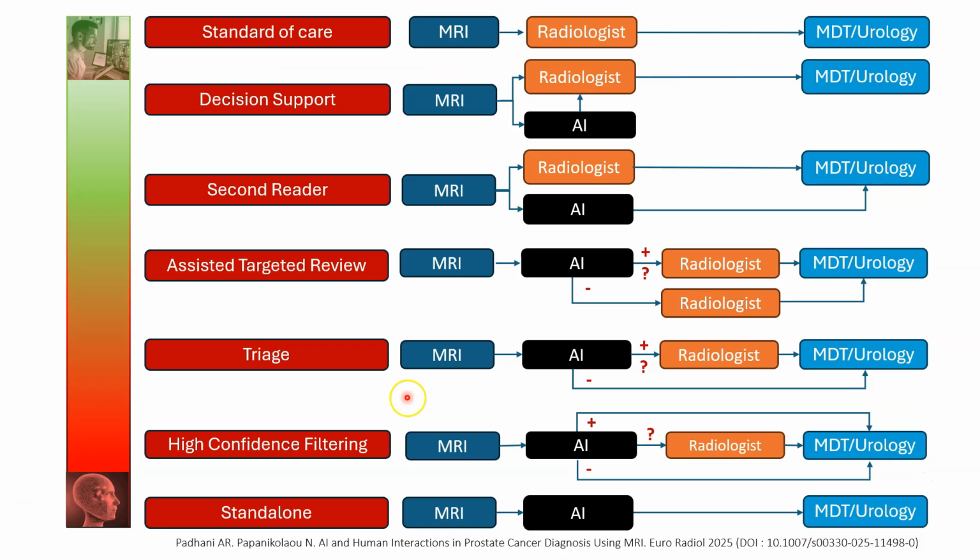This diagram visually summarizes these workflows, showing the flow from MRI acquisition through potential AI analysis, radiologist interpretation, and finally to MDT urology decisions. The arrows illustrate the different points of interaction and decision-making in each model, from standard care with no AI through the various assisted reading modes to a fully standalone AI scenario.